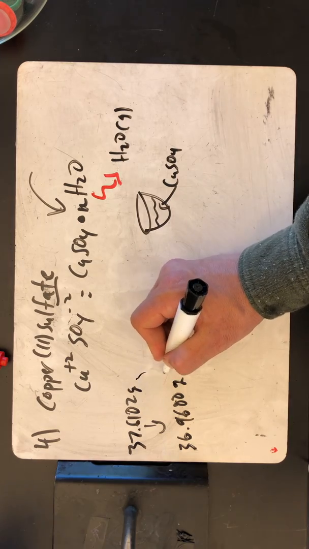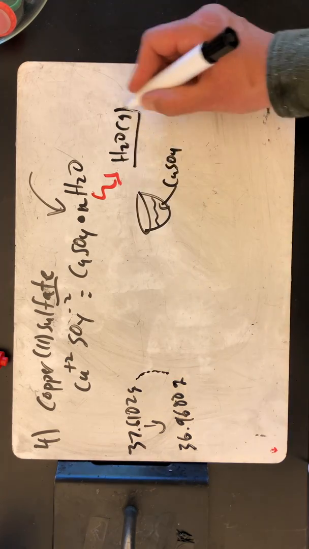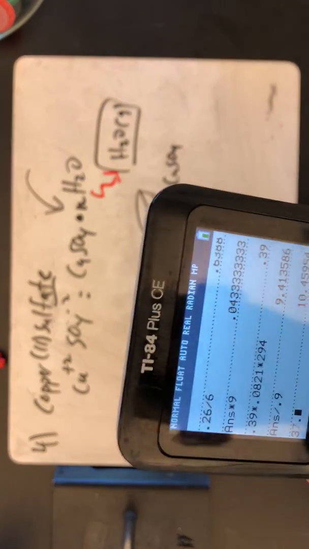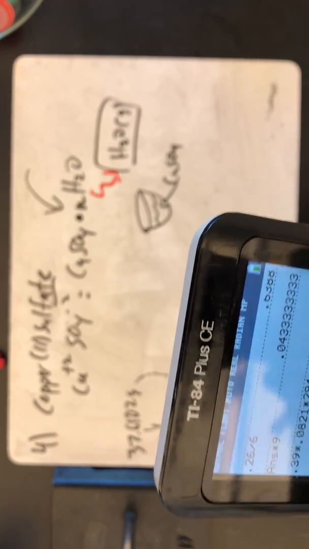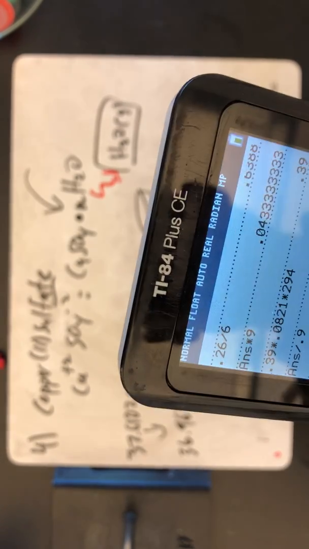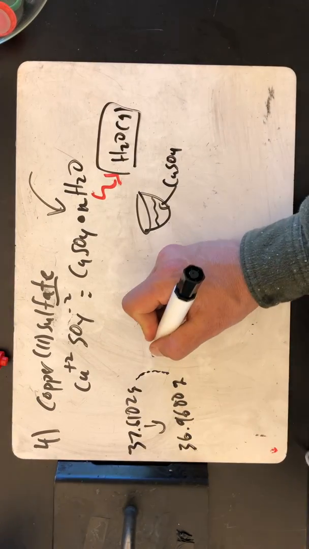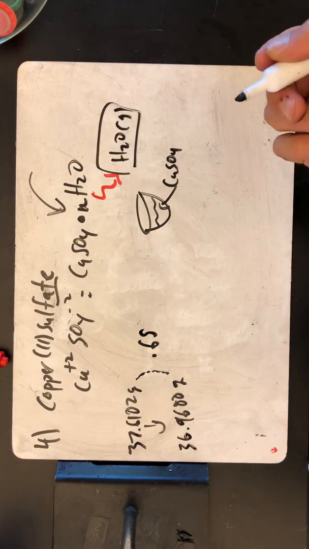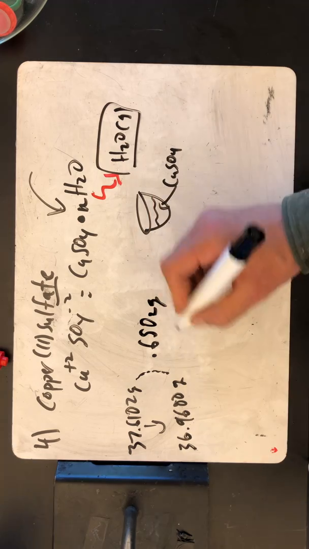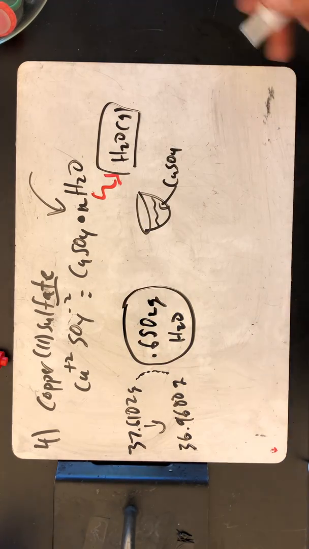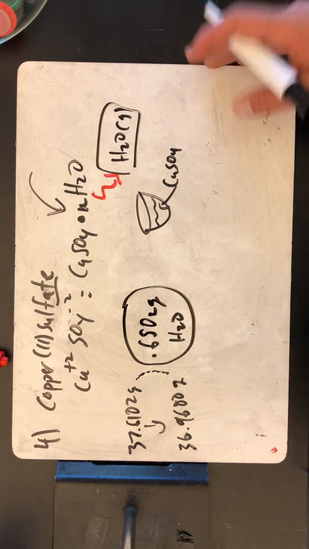Well, this drop in mass is due to the water that left. So let's go ahead and subtract those two. If we subtract 37.6102 minus 36.9600, we get 0.6502 grams of H2O.